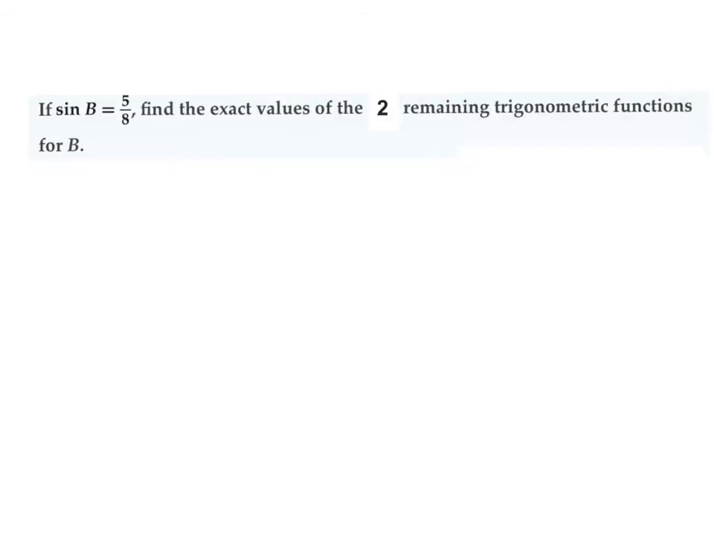Sometimes problems are going to be a little trickier. Okay. In this case, they actually give us sine of b. They tell us what the sine is. Find the exact values of the other two. Exact values mean fractions. Mean reduce your fractions. So since I already have the sine, I need to find the cosine and the tangent.